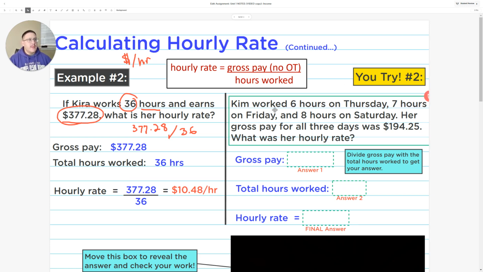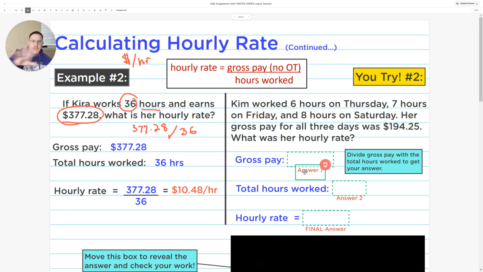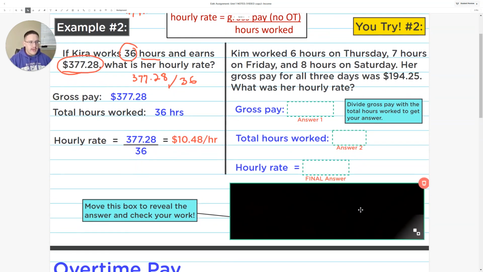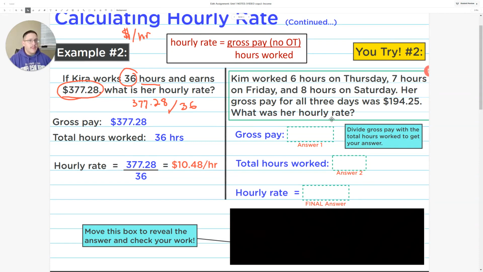You try number 2. Kim worked 6 hours on Thursday, 7 hours on Friday, and 8 hours on Saturday. Her gross pay for all 3 days was $194.25. What was her hourly rate? So, go ahead and pause this video. Try this problem on your own in ClassKick or through your paper, calculator, whatever. See if you can find the final answer, which is the hourly rate. If you're on ClassKick and you need to check your work, move this box right here to see if you did all the steps correctly. Otherwise, I'm going to continue on and show y'all how to do this.